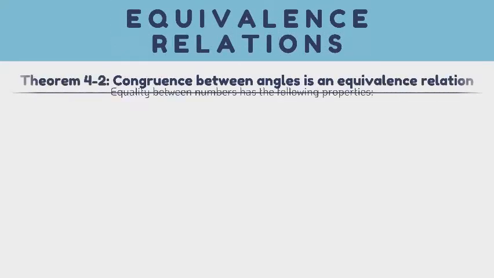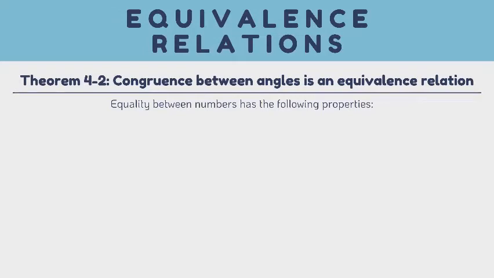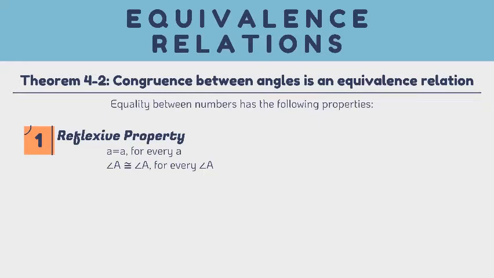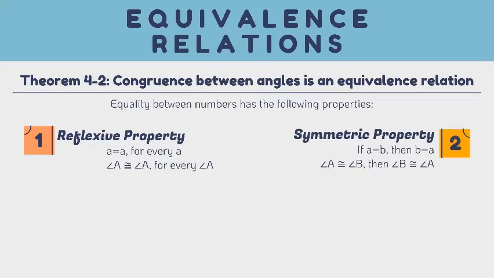As we have observed, there are series of relationships going on with congruence between angles, and it is an equivalence relation. It simply means that the equality between numbers has the following properties. First, we have the reflexive property. It states that A is equal to A for every A, or in terms of angle, angle A is congruent to angle A for every angle A. Next, we have the symmetric property. It states that if A is equal to B, then B is equal to A, or in terms of angles, angle A is congruent to angle B, then angle B is congruent to angle A.